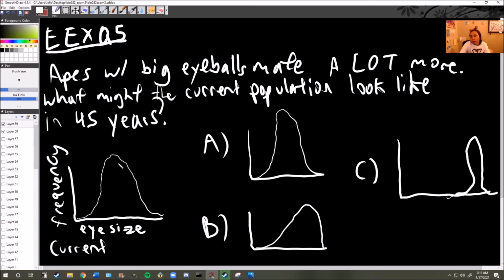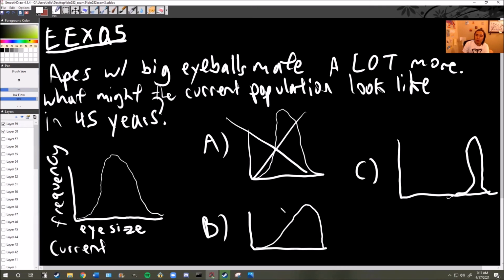But because of anime, apes with large eyeballs are now much more attractive. So having big eyeballs is a fitness benefit because they get to mate more. So no, that would not be A, because that's basically the same as what we have now, but it seems like it would be even more favored to be in the middle. That doesn't make sense. B goes this way, and C also seems to go this way.